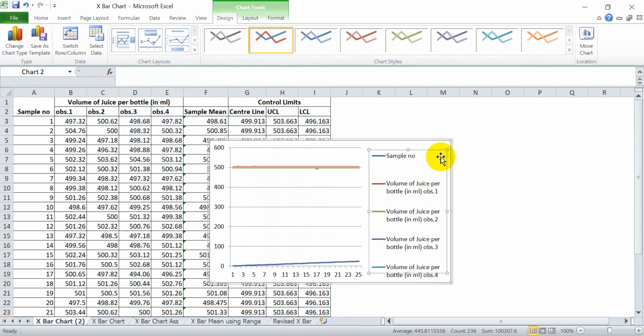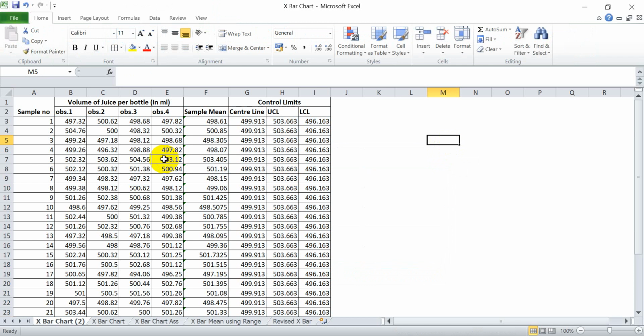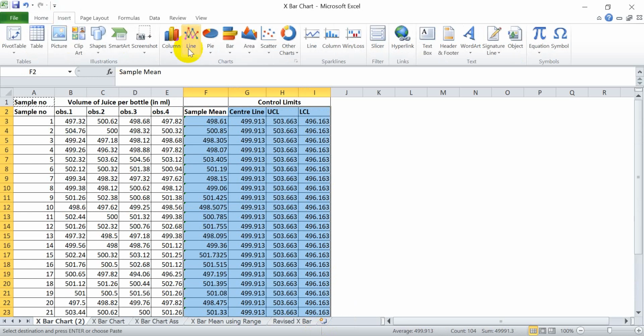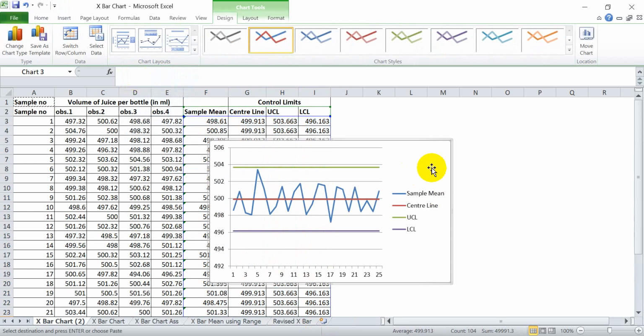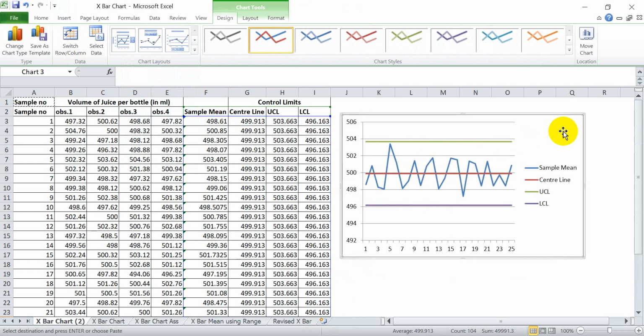We have to take only this data: the sample means, UCL and LCL. Yeah, here we have the data.